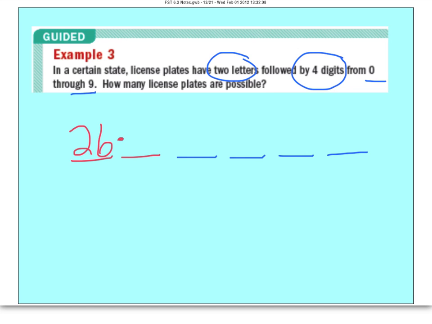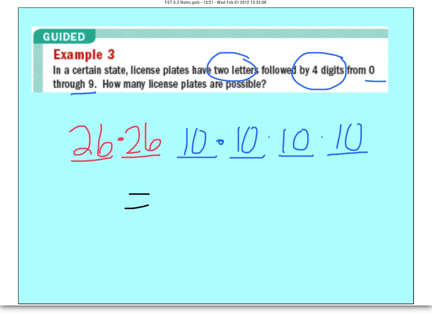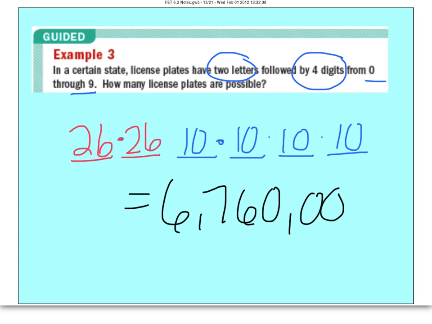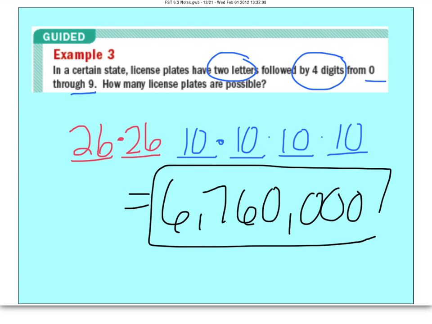Now it's a license plate. Be logical. Yes, you can have repeats. They're not going to tell you that. There's 26 for the second choice. Same for the digits. 0 through 9 is 10 digits. On license plates, definitely have repeats of numbers. 10, 10, 10. You multiply this out, there'll be 6,760,000 different license plates you can make with this type of combination.